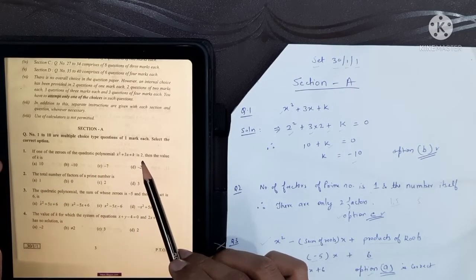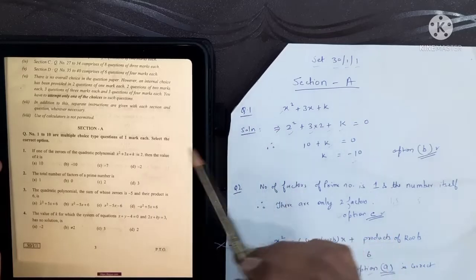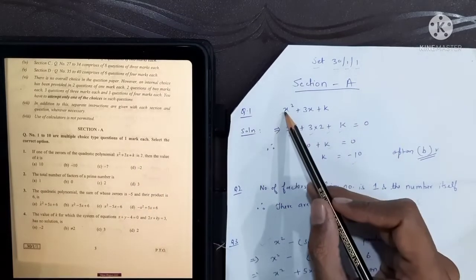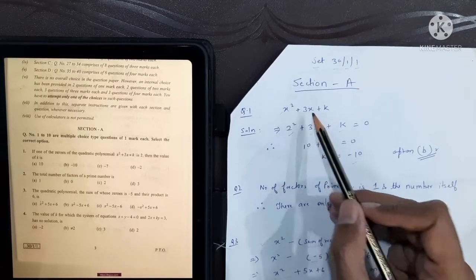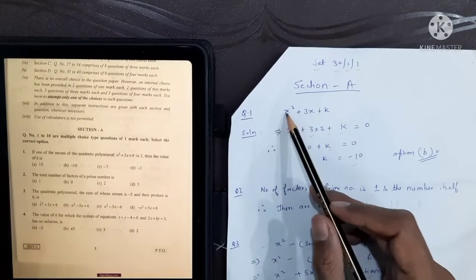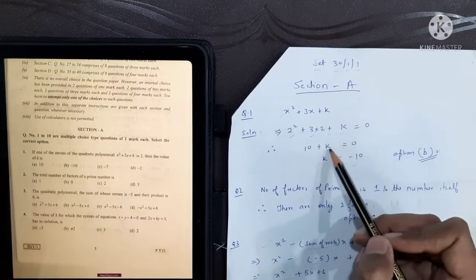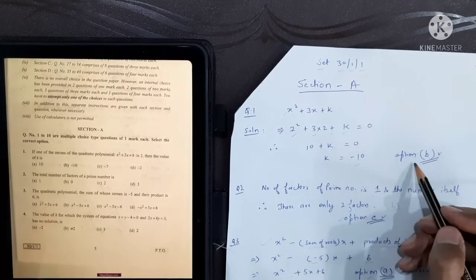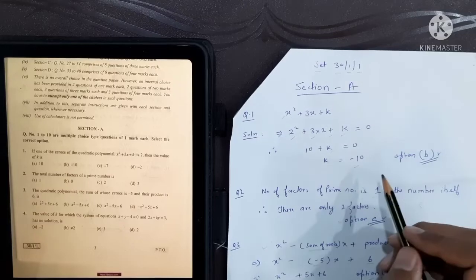One of the zeros is given. So since one of the zeros is given, we substitute that zero into the equation and we put 2 instead of x to get k is equal to minus 10. So option B is correct.